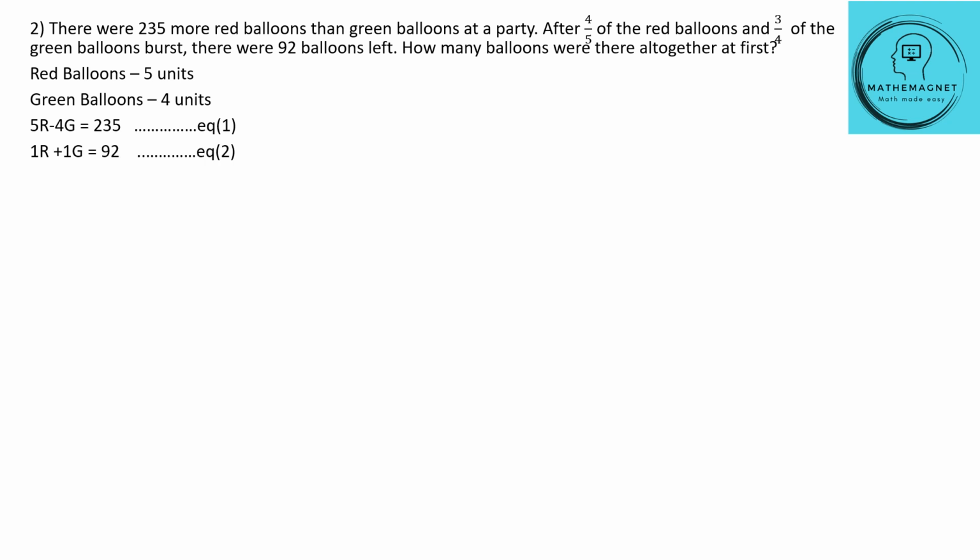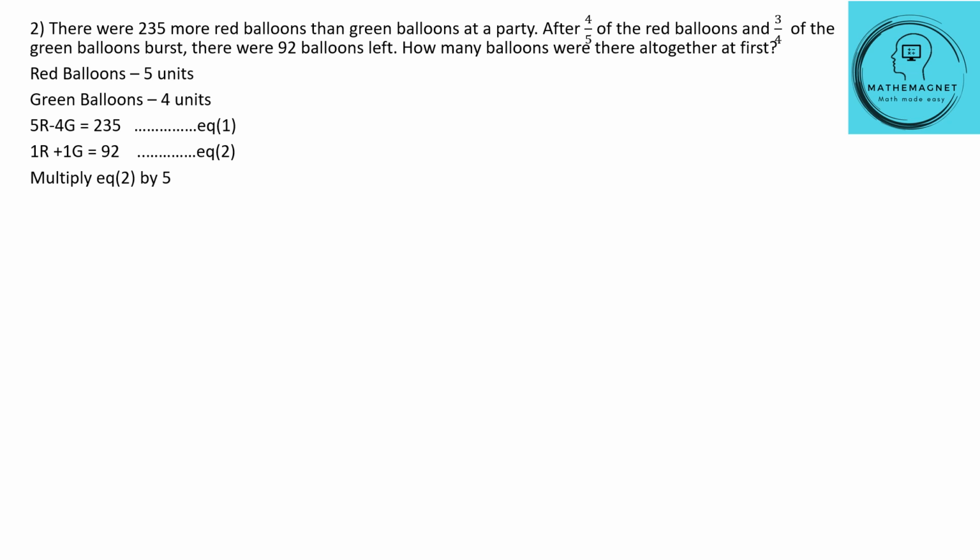Now we know 1 red unit plus 1 green unit are the balloons that were left, correct? Of the 5 units, 4 units got burst, so 1 unit is left. In the same way, 1 unit of green balloons is also left. Both together were equal to 92 balloons. So 1R plus 1G will be equal to 92. Let us rename this as equation 2.